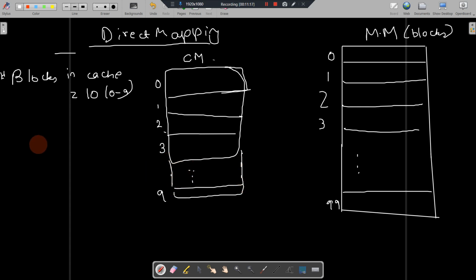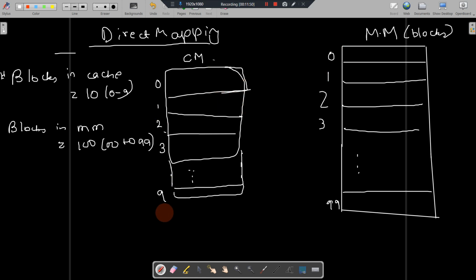And the number of blocks in main memory as 100, 00 to 99. Now observe. How will the main memory block addresses be translated, where will it be kept inside the cache memory, in which index?